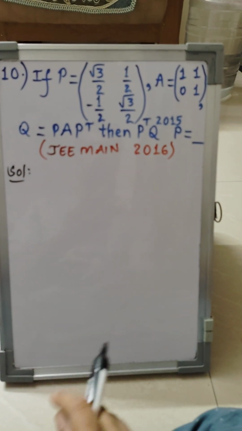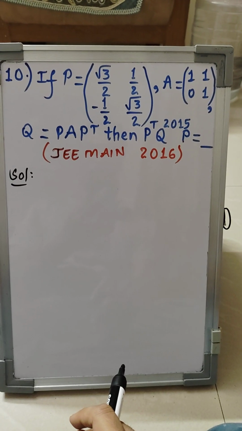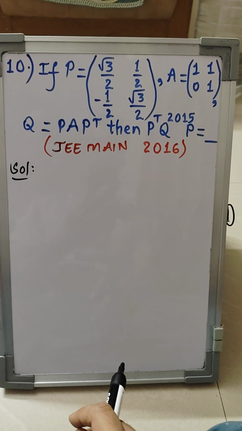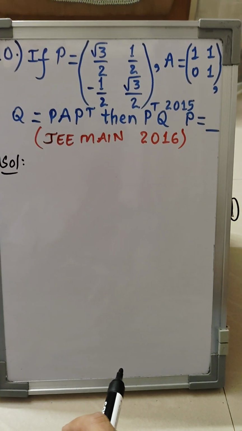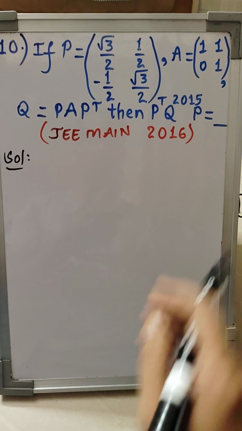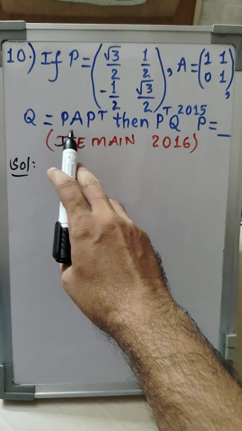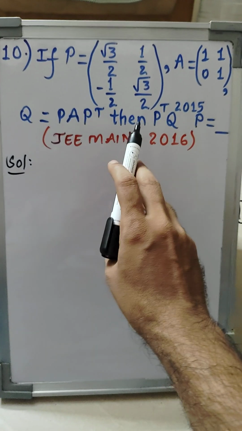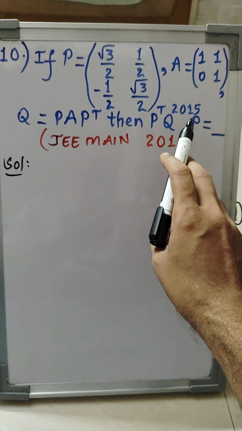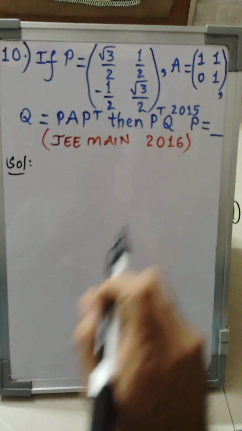One more problem. Matrix P is given as [root 3 by 2, 1 by 2; minus 1 by 2, root 3 by 2]. Matrix A is given as [1, 1; 0, 1] and Q equals P A P transpose. Then P transpose into Q power 2015 into P is what?